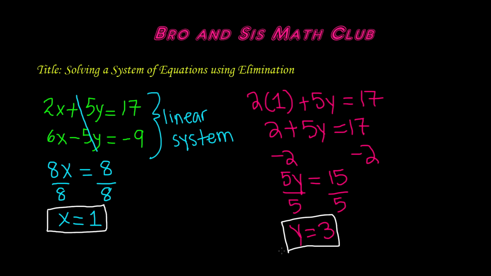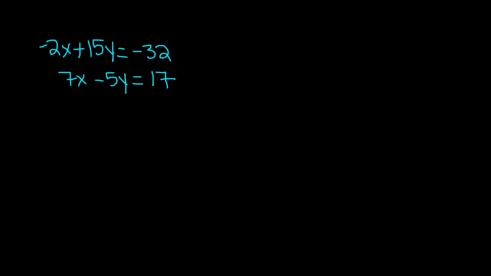So the final solution of this system of equations, which isn't supposed to be in x and y format, will be 1, 3. So this is how you solve a system of equations using the elimination method. Now let's solve another example.